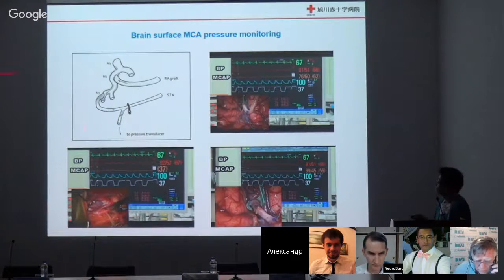Another purpose is to measure MCA pressure. This is the STA common trunk. One branch is anastomosed to M4, and the other branch is connected to a pressure transducer. So we can measure MCA pressure directly during surgery.